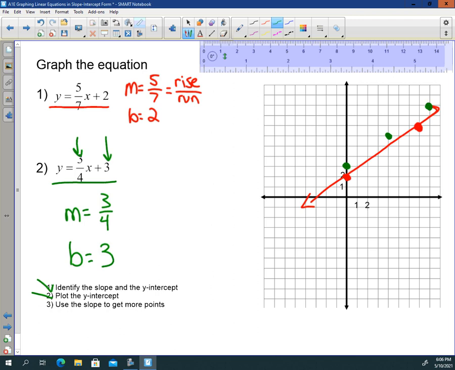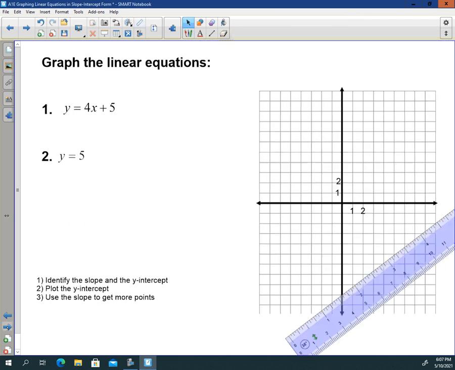And there you go. And this line is really close to that other line, isn't it? There we go. And you can graph lines if you know the slope and the y-intercept. A couple more times, huh? All righty.